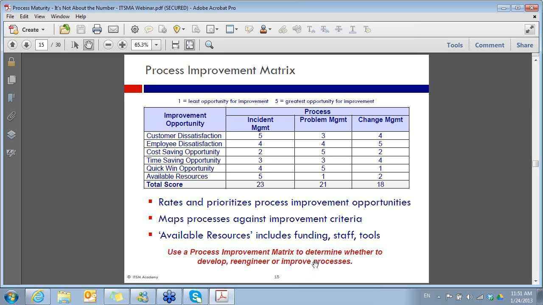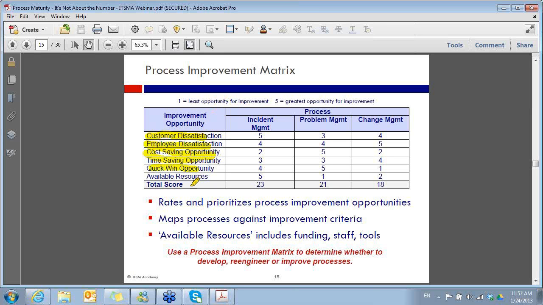One of the tools I mentioned, I'll give you a little tool that you can use. One of the tools you can use is a process improvement matrix. And simply put, what this matrix does is let you identify what your pain points are. And I've just given you some examples here. Customer dissatisfaction, employee dissatisfaction, maybe we need to reduce costs, right? You understand my point. These are your pain points.